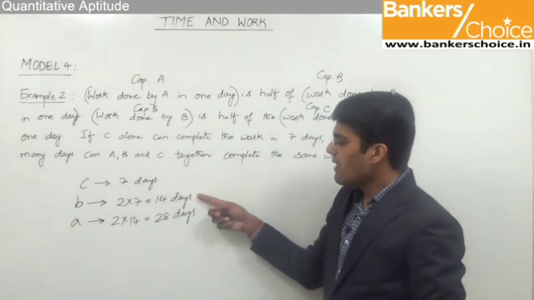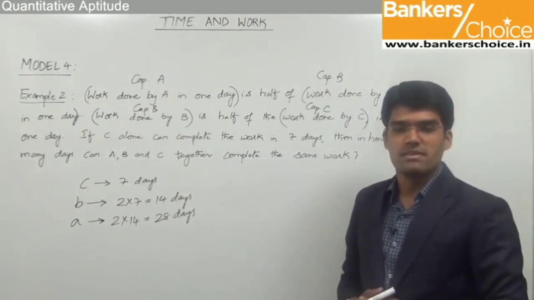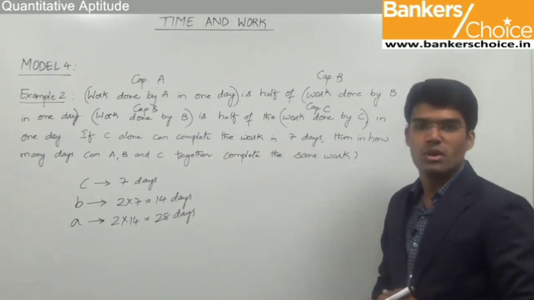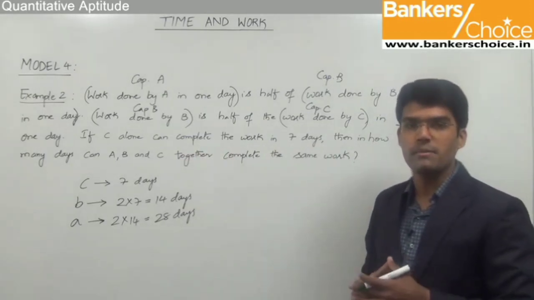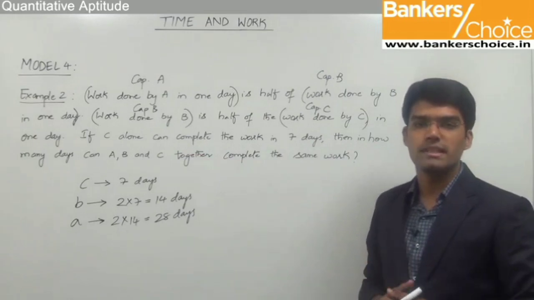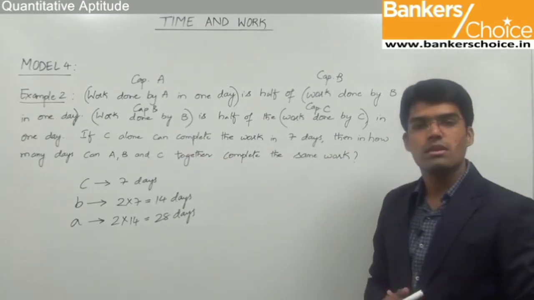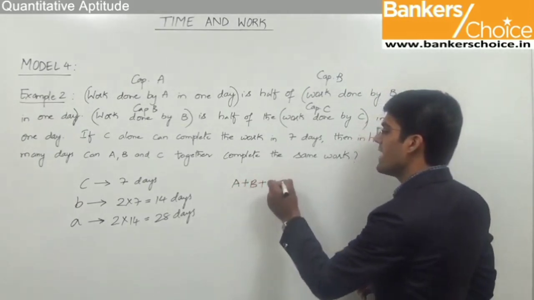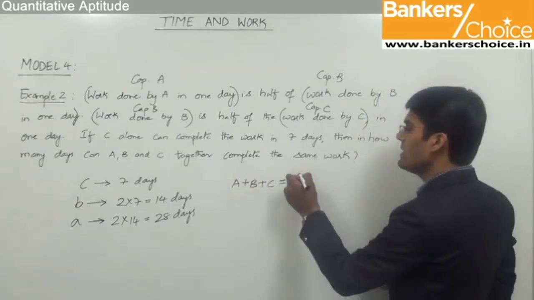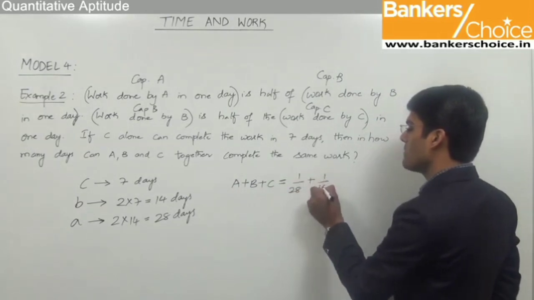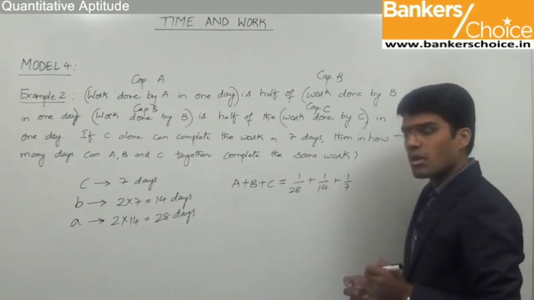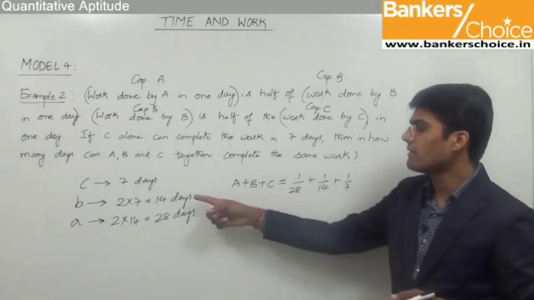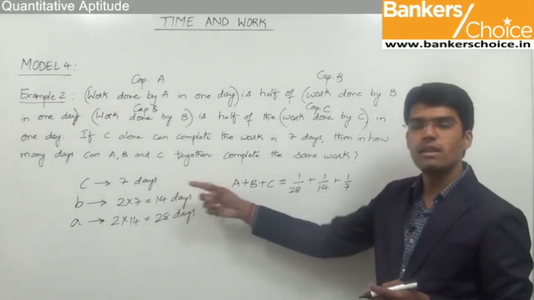So very clearly we now know the number of days required by each of these persons, and we are supposed to find out the number of days required when all these 3 persons work together. So by applying the concept of unitary method, that is the work done by a person in each day, let us find out what will be the total number of days required. So when all the 3 persons A, B and C work together, we can say that the total work done by them in 1 day will be 1 by 28 plus 1 by 14 plus 1 by 7. Because number of days of A is 28, his work in 1 day will be 1 by 28. For B it will be 1 by 14 and for C it will be 1 by 7.